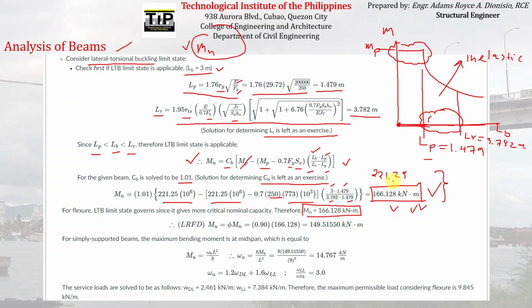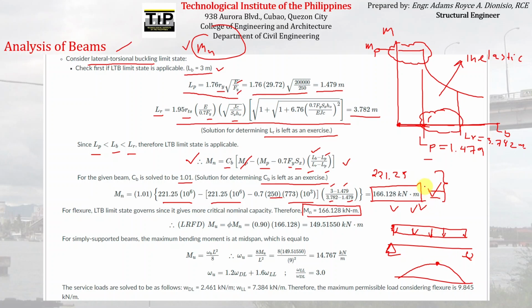Simply because if you will try to imagine it, if you have a simply supported beam, for example, that is being loaded by a uniformly distributed load, if you can just imagine, as you increase the magnitude of the uniformly distributed load, the maximum moment induced there, that is usually happening on the midspan, also increases. Okay, so if ever the magnitude of the bending moment here is already equal to 166.128, meaning the steel beam is already on the verge of yielding.